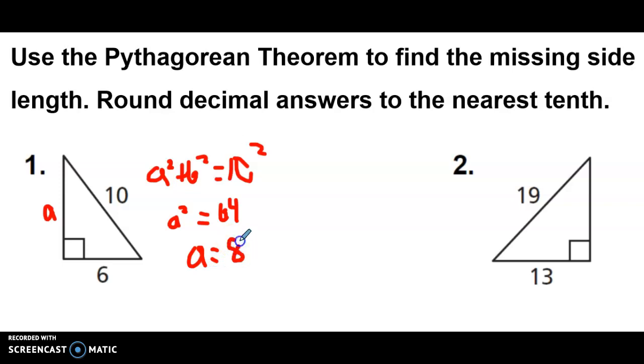Now also, when you take the square root, you normally have to think of a plus and minus answer, but since this is distance, we only use the positive one. So there's a quick review of the Pythagorean theorem.